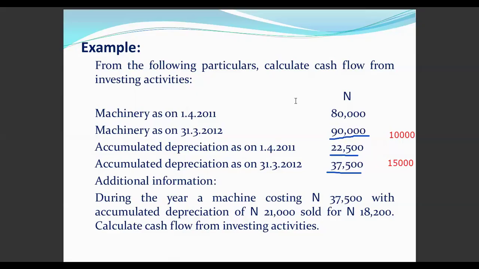The change in machinery is hardly 10,000. During the year, machinery costing 37,500, with accumulated depreciation, was sold for 18,200. Now here we got three things in a cash flow. One, change in value of machinery. Second, the depreciation. And third, sale of machinery.